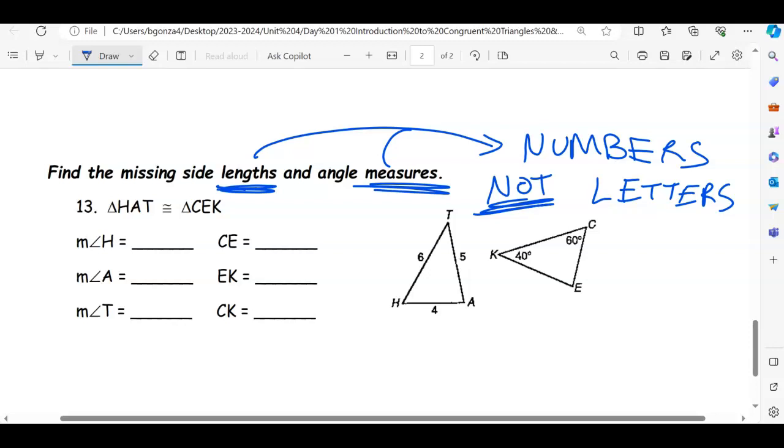But for example, number 1, it says measure of angle H. So I see H is the first letter. You might be tempted to just put a C here. I don't care about C. I want the number value. So what is the number value? Right next to it. 60. Okay, do you see what I'm talking about? Does everyone understand? Okay, so again, on these, you give me the numbers, not the letters.